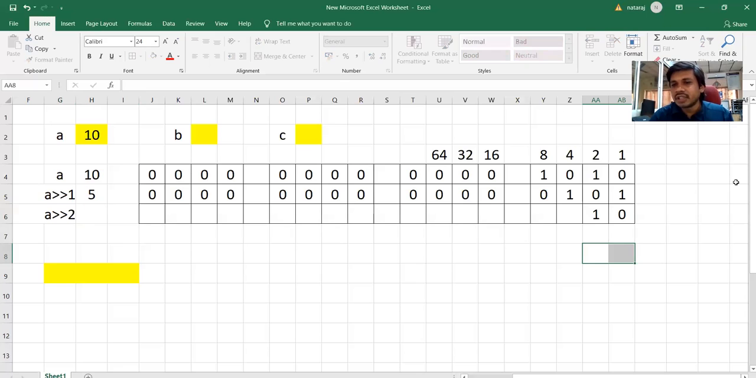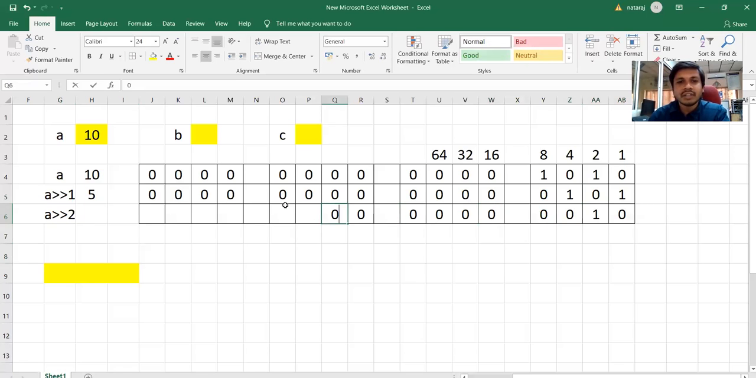This 1 gets erased, this 0 moves here, this 1 moves here, and all these are zeros because everything is moving to the right. The LSB 1 is erased and the MSB is vacant, and I am filling it with 0. It is not a rotate operation. If it were a rotation, this 1 would have moved to here. It is a shift, just moving aside, not rotating. So its value is 2.